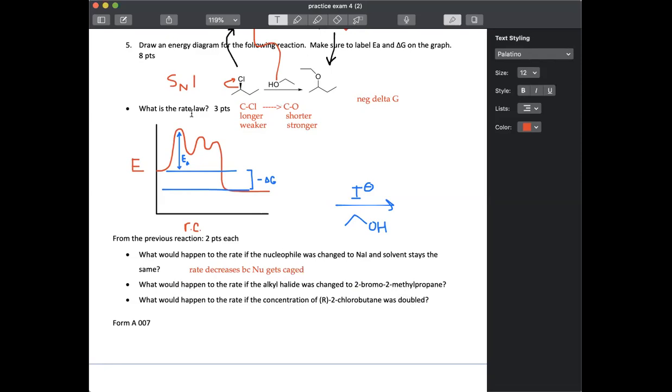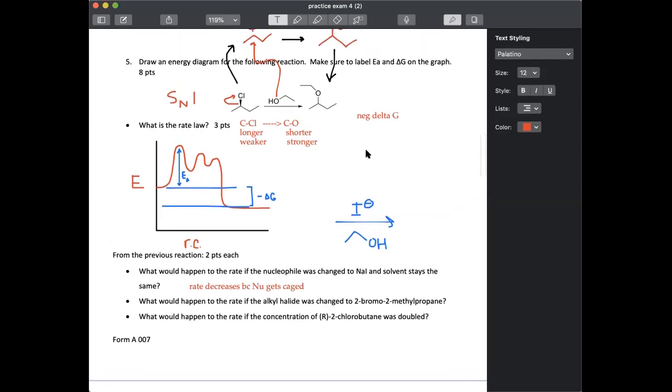Oh, I forgot to do the rate law. What's the rate law? In this case, since it's SN1, it would just be the alkyl halide, so rate = k[RX]. Okay, cool. Everyone understand this first part? I know it was a little difficult question. Everyone good? Good-ish.